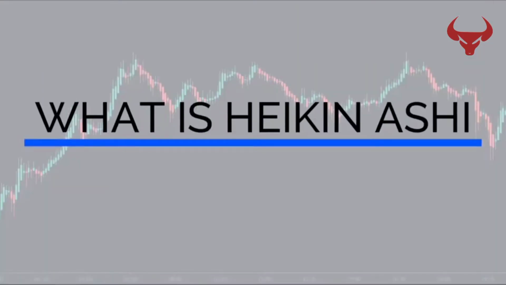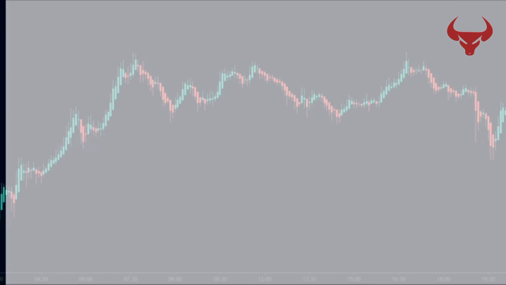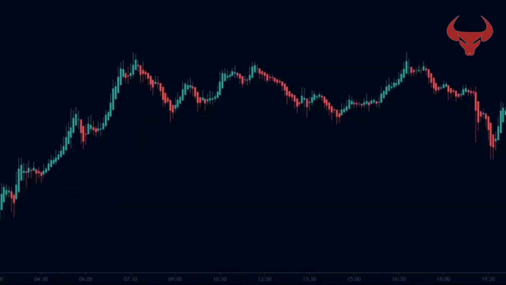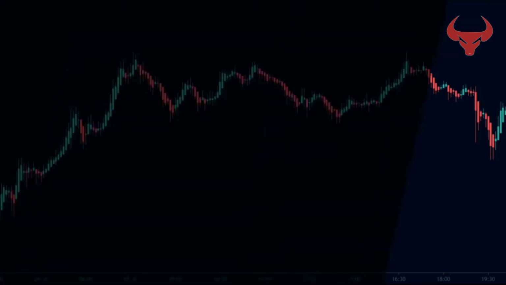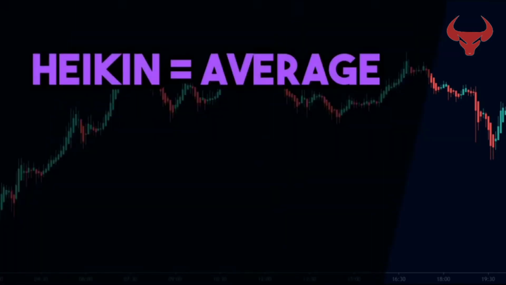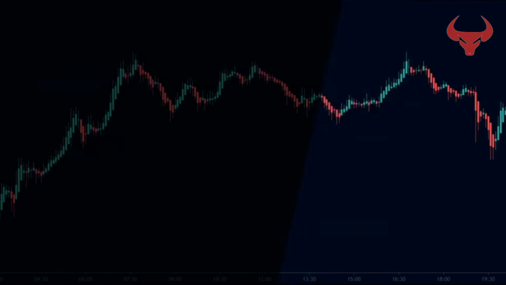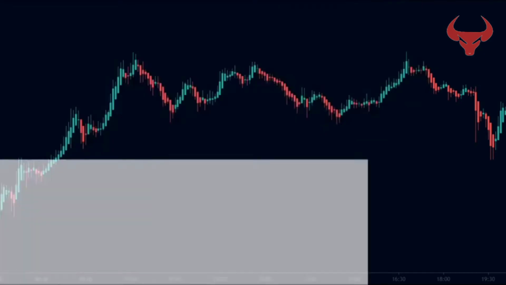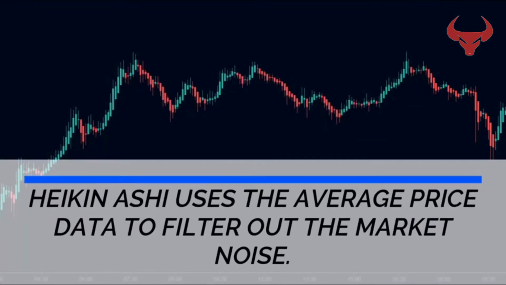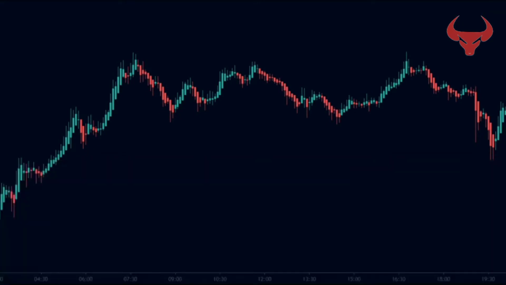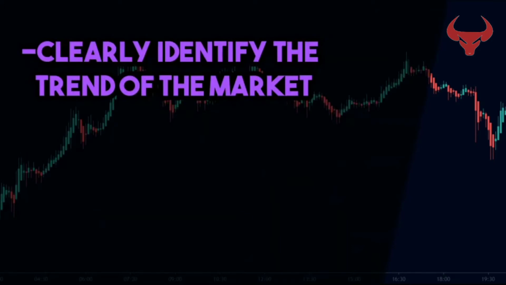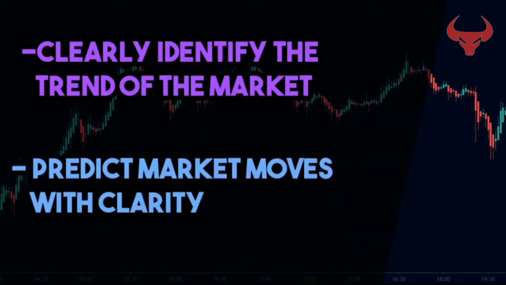Firstly, we need to understand what is Heikin-Ashi. Just like candlesticks, Heikin-Ashi is a way of displaying price data. In the Japanese language, Heikin means average and Ashi means bar. As the name suggests, Heikin-Ashi uses average price data to filter out the market noise. Therefore, Heikin-Ashi helps us to clearly identify the trend of the market and predict market moves with clarity.